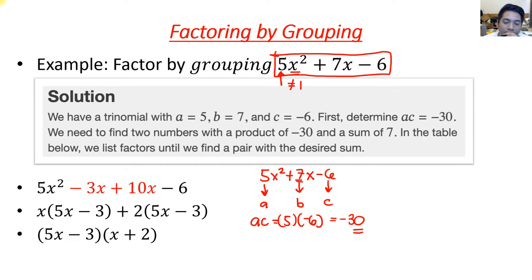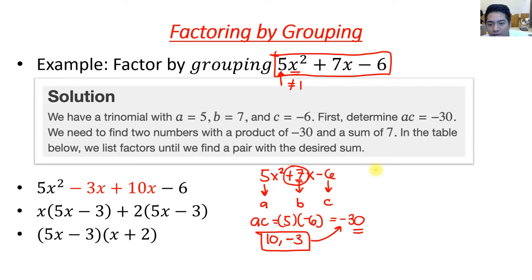Negative 30, of course, we can have 10 and negative 3. When we multiply, this would be negative 30. There are many factors of 30, like 5 and 6, negative 5 and negative 6. But I just think of 10 and negative 3, so that if I multiply 10 and negative 3, that would be negative 30, and if I add 10 plus negative 3, that would be positive 7.